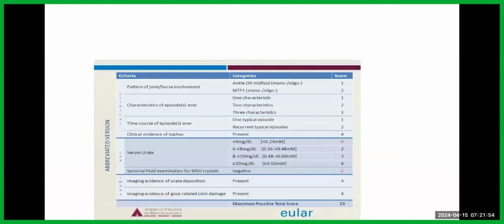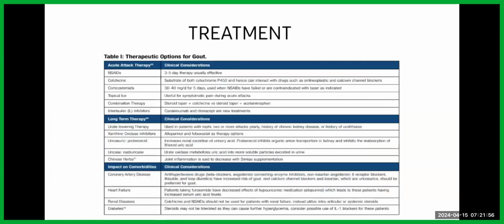Thank you. Okay, so let's go to the treatment. The aim of the treatment is to reduce the pain, because they come with acute pain. You also need to reduce the level of uric acid.